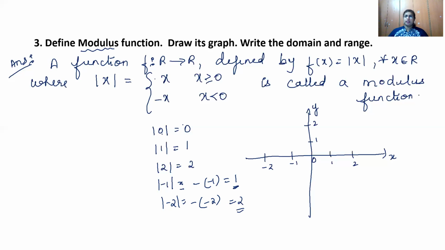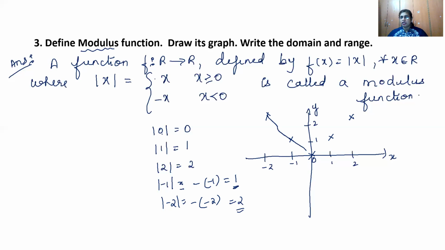So let us plot these points. When the modulus of 0, your answer also is 0. For 1, your answer is 1. For 2, modulus of 2 is equal to 2. Modulus of minus 1, it is 1. Modulus of minus 2, you are getting the answer 2. So what is it that you're going to get? You have got a graph.